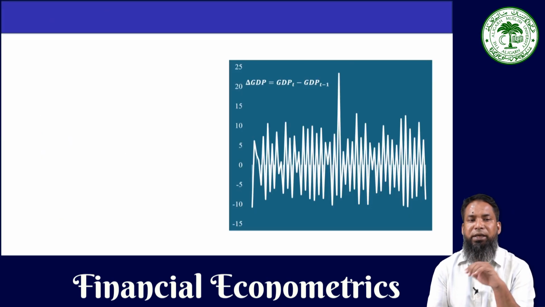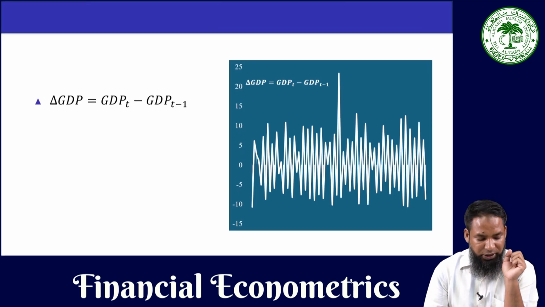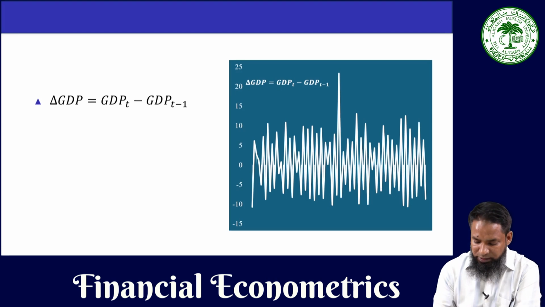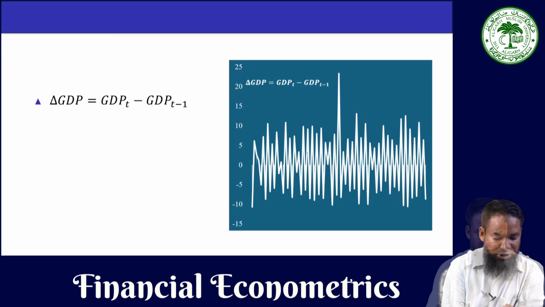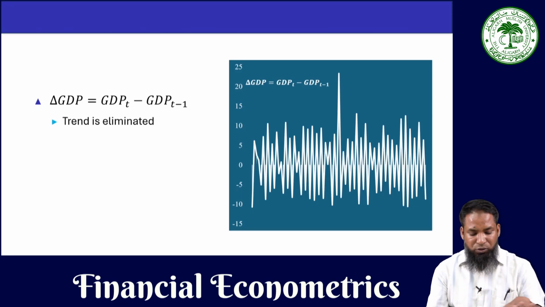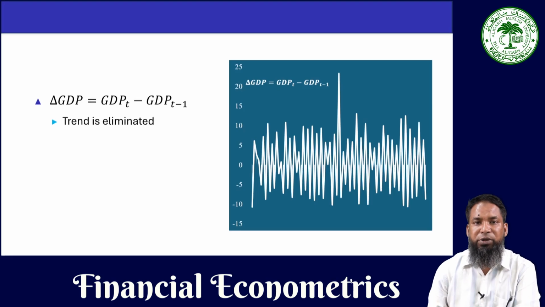Now let us say we change this data into the absolute change, that is, we change the GDP. This series represents the delta GDP, that is the GDP of this quarter minus the GDP of the previous quarter. What we can observe, there is no more trend. So trend has been eliminated.